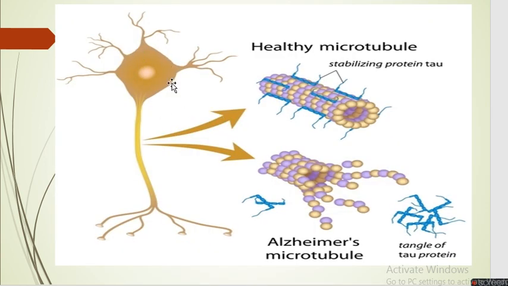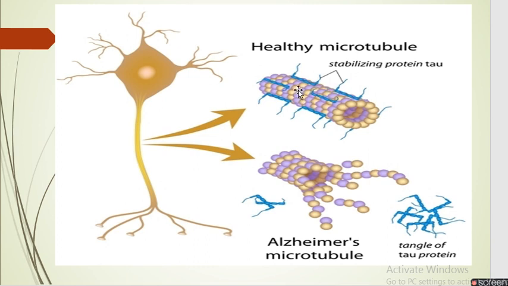See, this is the axon, this is the cell body, this is the axon, these are the dendrites. So what happens in the normal case? There is a healthy microtubule. This is the healthy microtubule. Present here is what we call tau protein. Tau protein means 6 proteins, 1, 2, 3, 4, 5, 6 proteins. And what's the function of this? Why do they stabilize the microtubule?